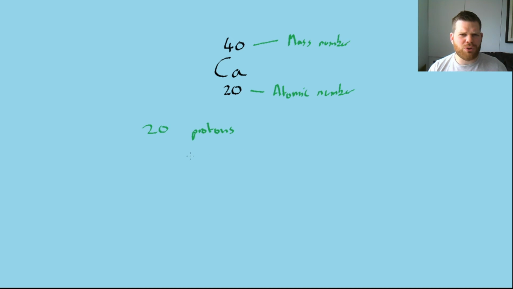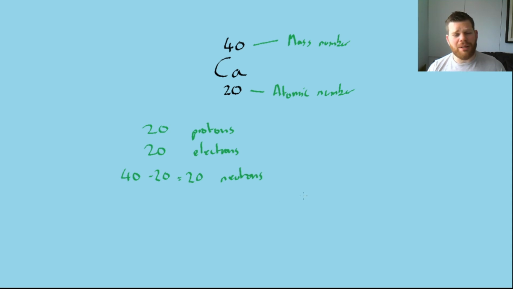Remember we also talked about the fact that atoms are neutral, and because they're neutral they have the same number of electrons as they do protons. So therefore I have 20 electrons. Last but by no means least, the number of neutrons. How do we work that out? Well, we just simply take the atomic number from the mass number. So we have 40 minus 20, which equals 20. So therefore we have 20 neutrons.